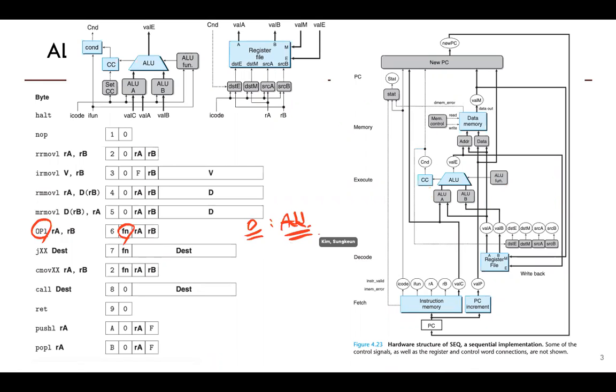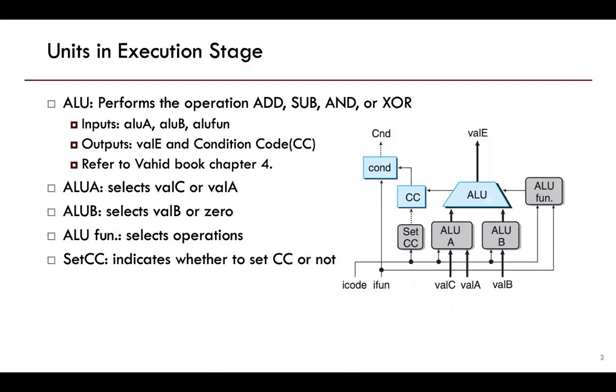Also we have the jXX instruction, which represents the jump instructions, and it also has a function ID. I don't remember which one is what, but you can refer to the Bryant book or some other tutorial slide. Anyway, now we understood what the ALU does.